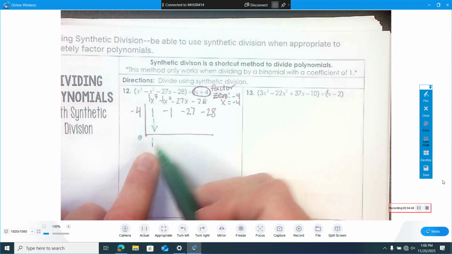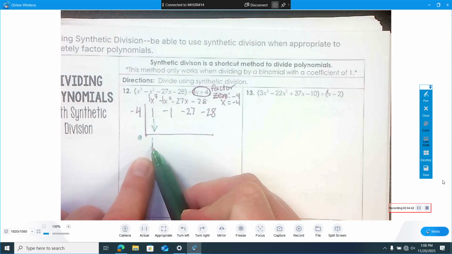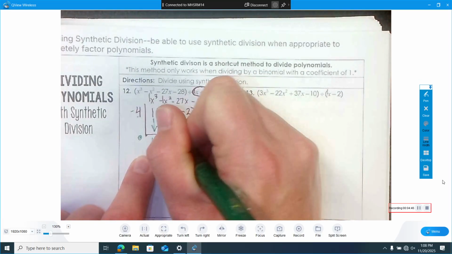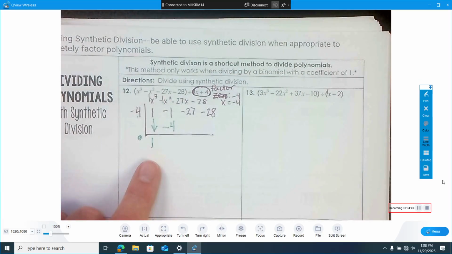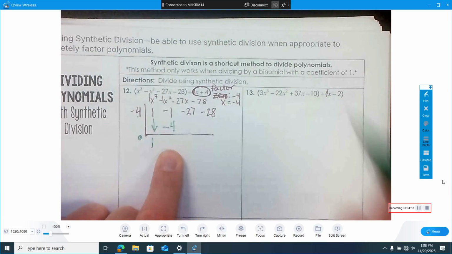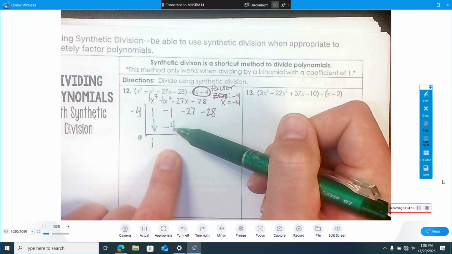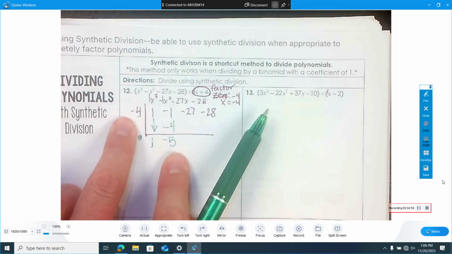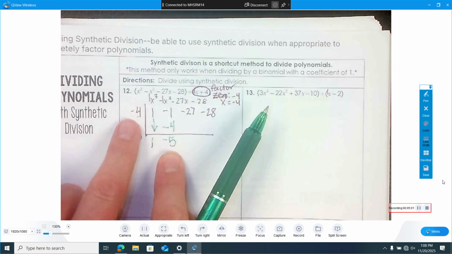And then it's a multiply. So now I take 1 times negative 4. What's 1 times negative 4? Negative 4 goes in the next column. And now we combine. Negative 1 and negative 4 give me negative 5. And then we multiply negative 5 times negative 4.